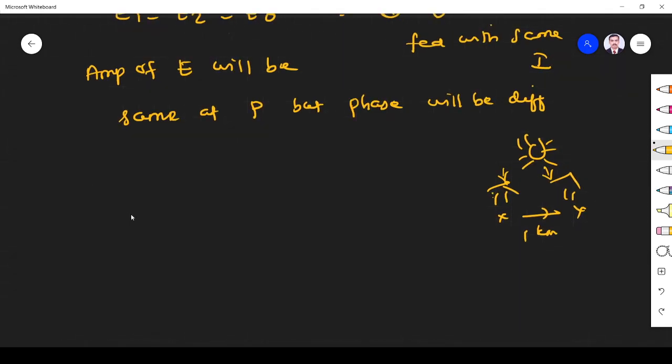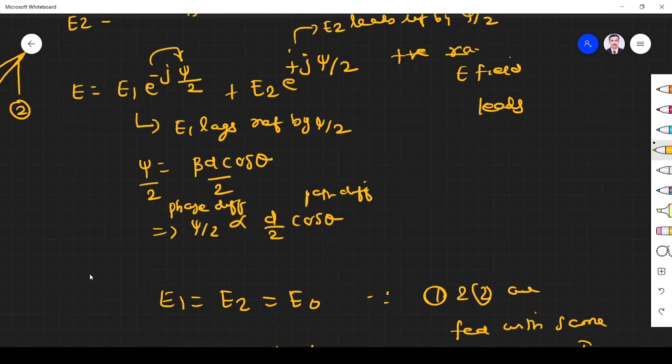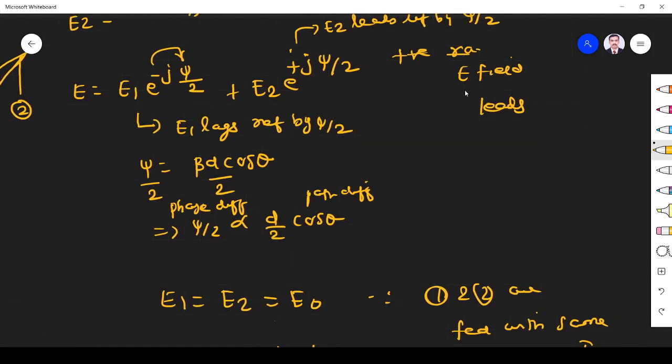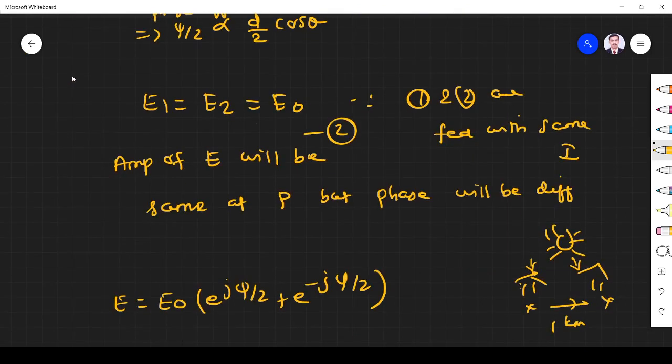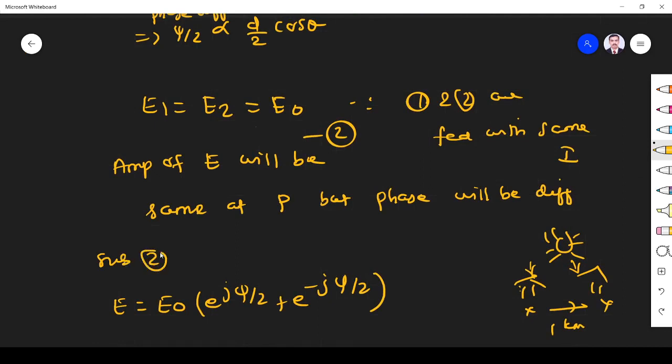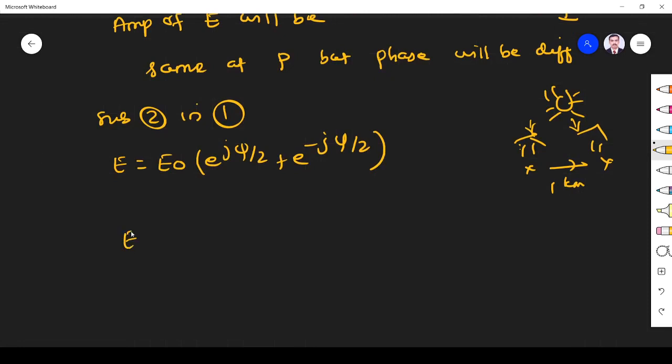So now we substitute. This indicates E is equal to E0, with E0 taken outside, times e power j psi by 2 plus e power minus j psi by 2. What I did here is simply replace E1 and E2 by E0 in this equation. Let us assume this is equation number 1, this is equation 2. Fine. So substitute 2 in 1, we get this one. We know e power plus j and e power minus j give 2E0 cos psi by 2.